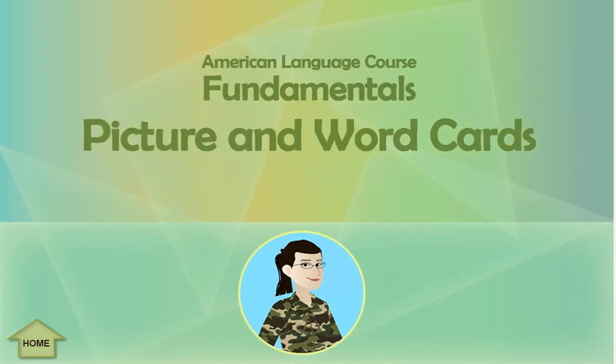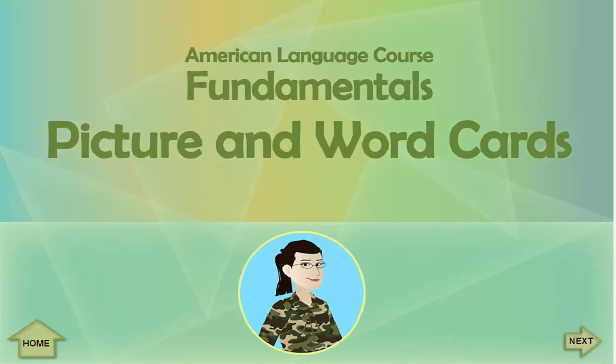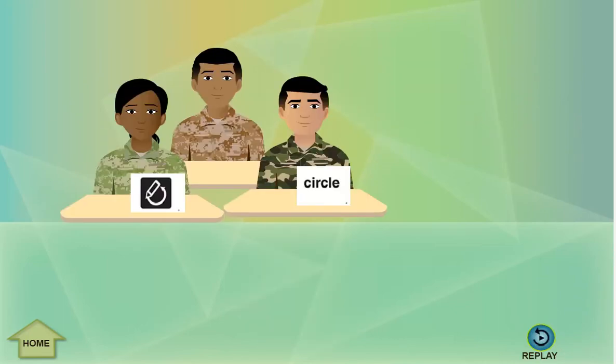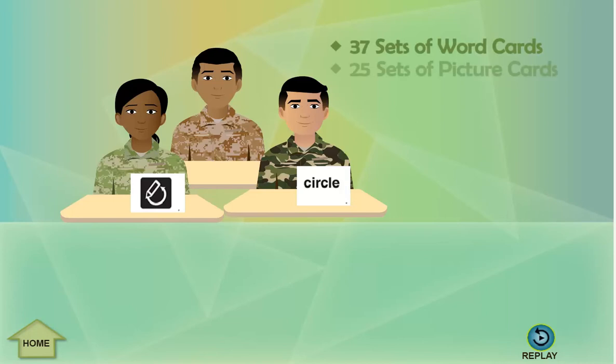American Language Course Fundamentals, Picture and Word Cards. Picture and word cards are for students to practice the vocabulary individually and in pairs. They allow students to practice their listening and speaking. The ALCF has 37 sets of word cards which consist of 317 cards. It has 25 sets of picture cards which consist of 179 pictures.